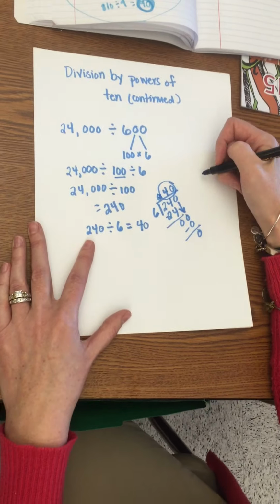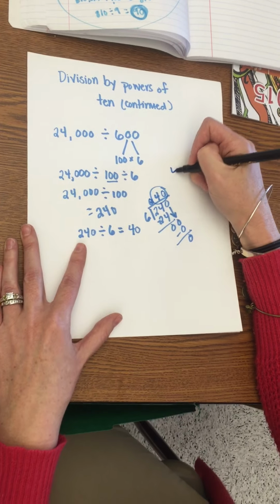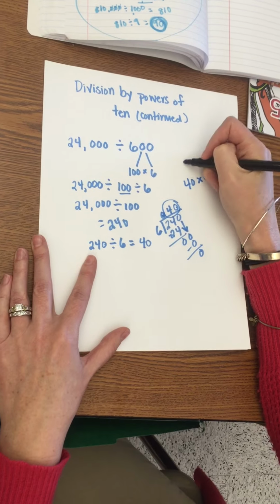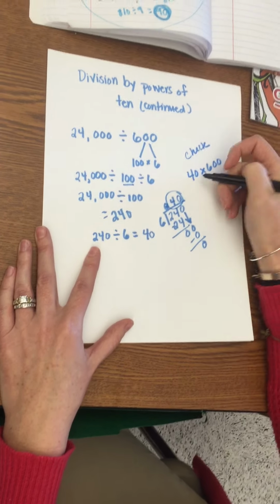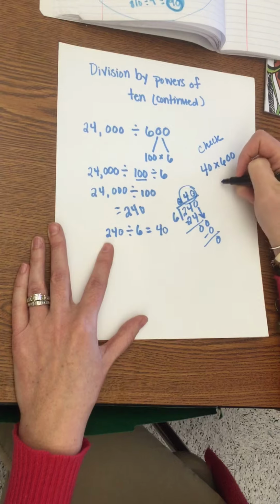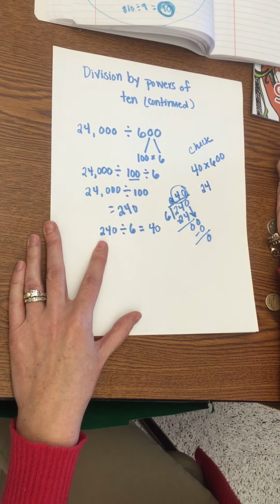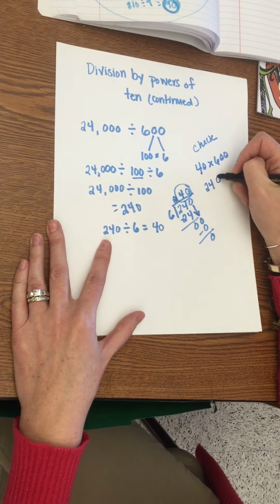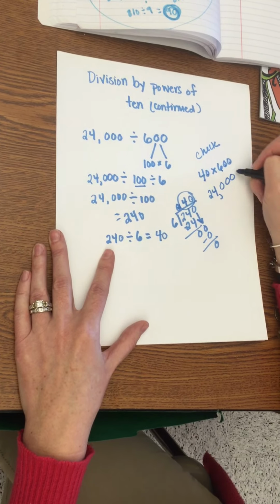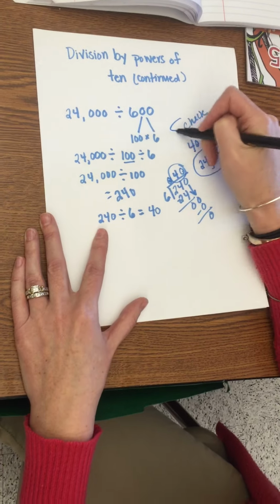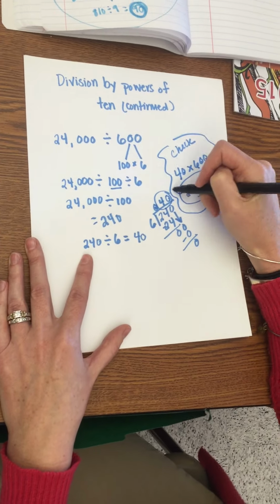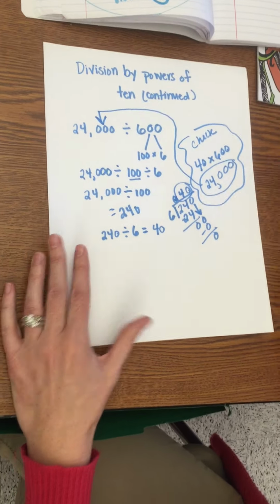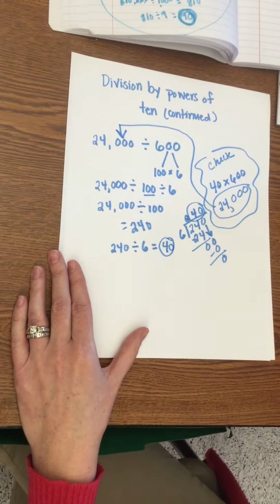To check it, I can say 40 times 600. So I know 4 times 6 is 24. How many zeros do I have? 1, 2, 3. And this check matches the number that would be in my dividend. So I know that 40 is the correct answer.